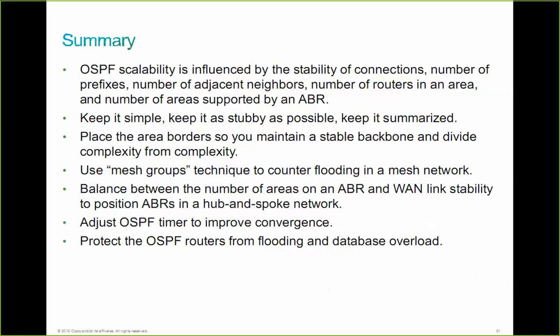Adjust your timers and protect OSPF routers from flooding and database overload by using the protection mechanisms that we just previously talked about. Okay? So that concludes our OSPF lesson. Tomorrow, we are going to get into BGP, which is a very long, well, it's its own module, basically. So several different chapters on BGP that we'll get into tomorrow. All right.